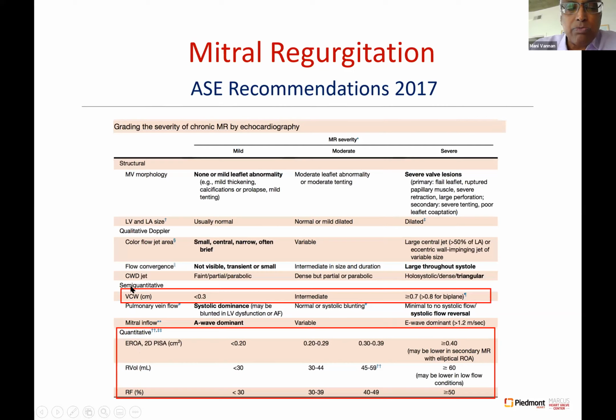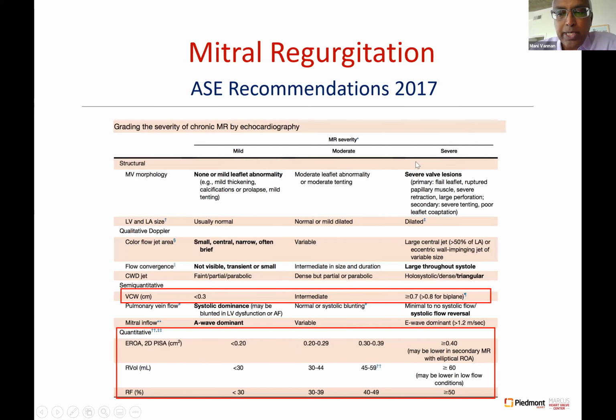Vena contracta is very specific to echocardiography. Vena contracta is not an MRI index. Effective regurgitant orifice area based on PISA is again specific to echocardiography, not really based in MRI, although MRI, as I mentioned, can get anatomic orifice area. The common parameter potentially between the two modalities is regurgitant volume and regurgitant fraction. And this applies to us on a daily basis when we look at patients with mitral regurgitation.